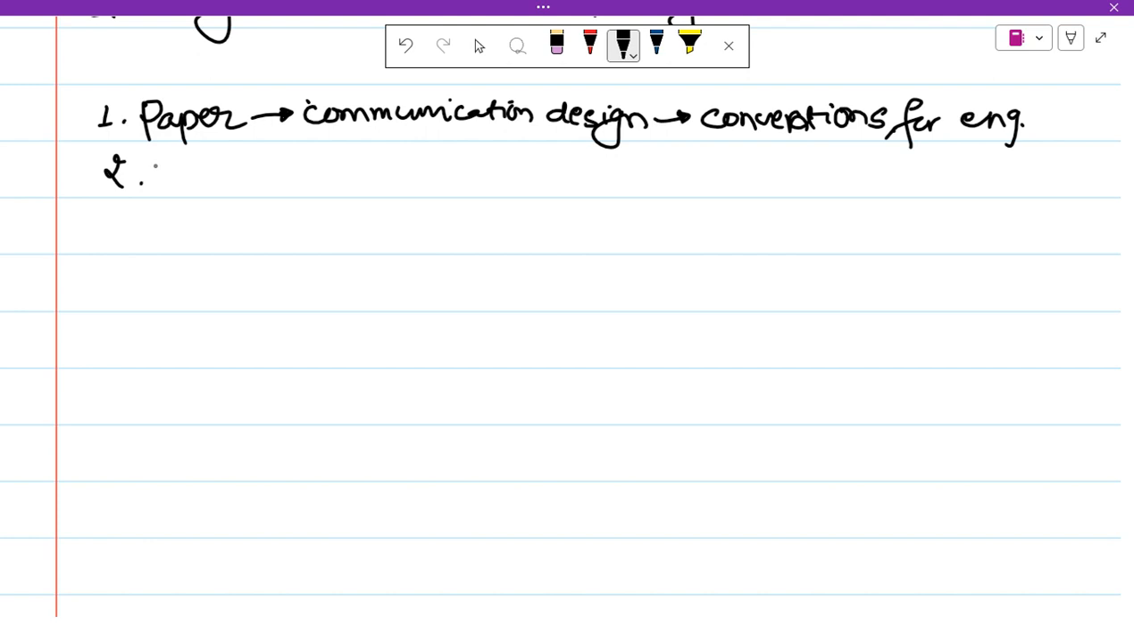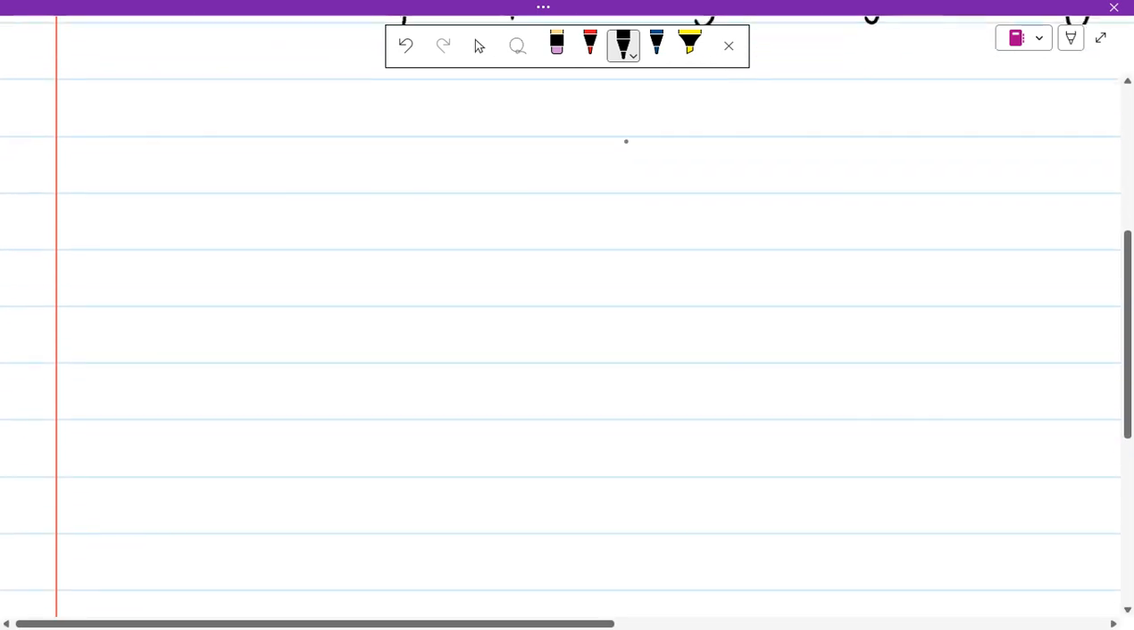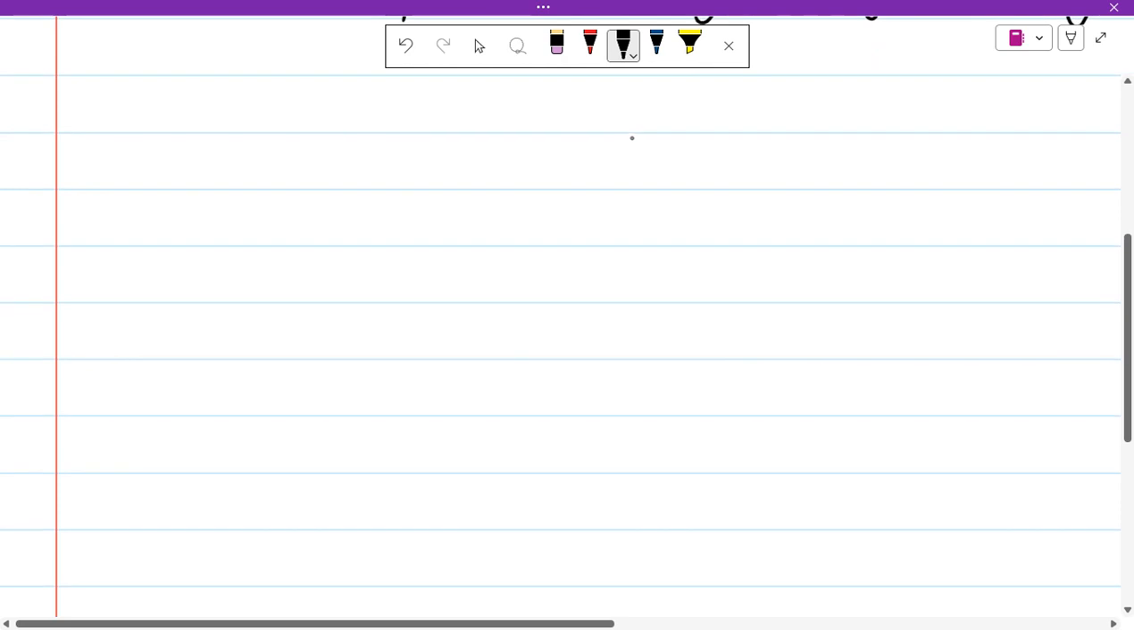Another way is CAD. We use the tools of CAD, tools of a computerized system to generate CAD designs. So some things are common to both, and some are different in some way. Let's talk about the fundamentals of drawing.